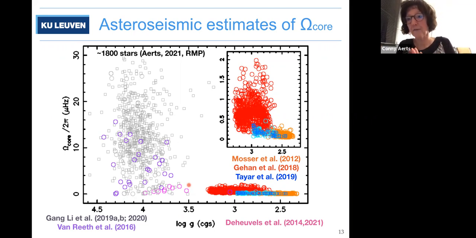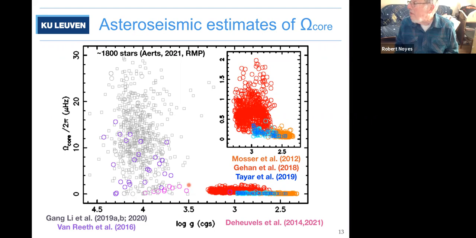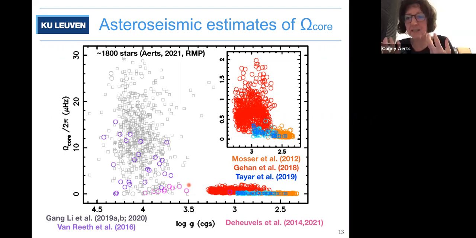Now, we don't have profiles for 1800 stars. We only have the near core rotation frequency for all these stars. But there are a handful of stars where we also have envelope rotation, and it's almost rigid. So it's not at all the standard classical way of dealing with rotation profiles, no?